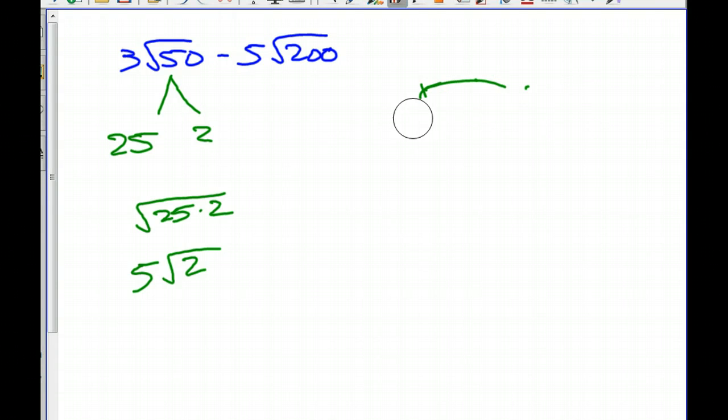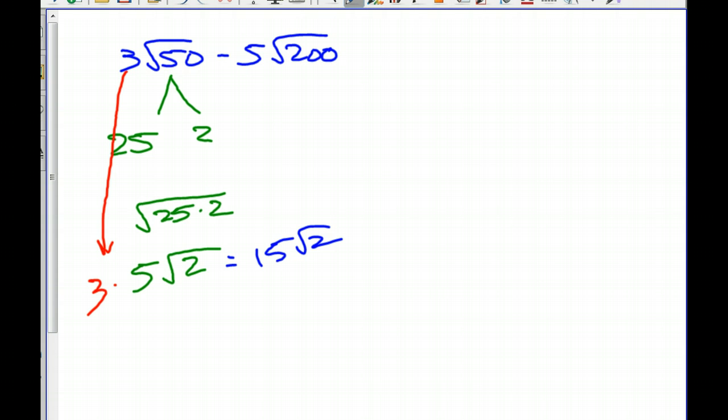All right, so Kendra was asking what happened to that 3 up there. Well, the 3 just kind of drags along there. And once I get my radical simplified, then I tag the 3 on there and I multiply. So 3 times 5 times the square root of 2 is 15.